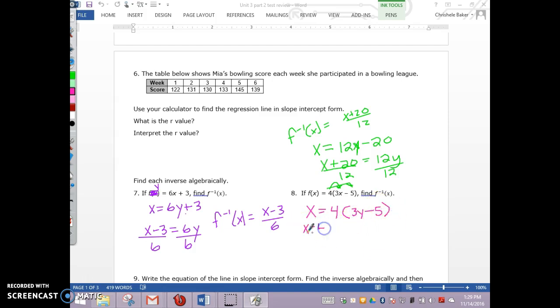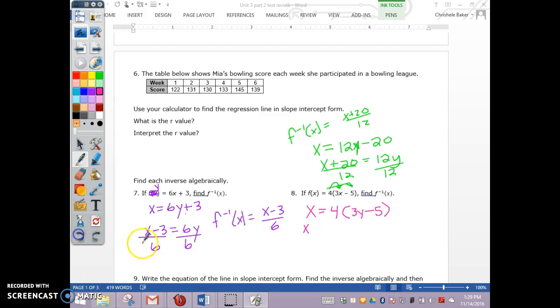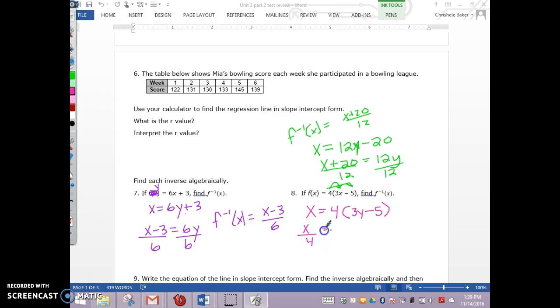So x divided by 4 equals 3y minus 5. x divided by 4 plus 5 equals 3y. And then to make this look nice, instead of dividing everything by 3 and making a fraction within a fraction, I make it 1/3 times (x over 4 plus 5) as my inverse. So there are many different ways that you can write your inverse.